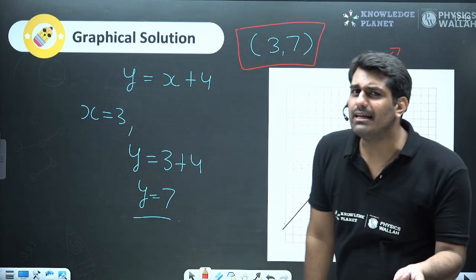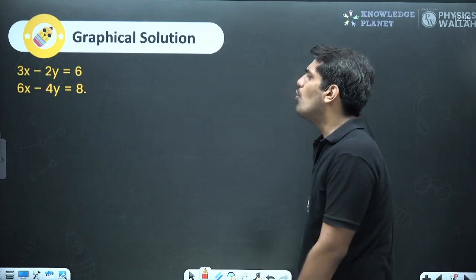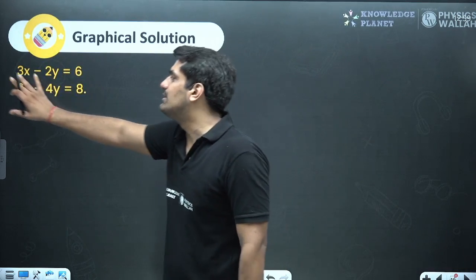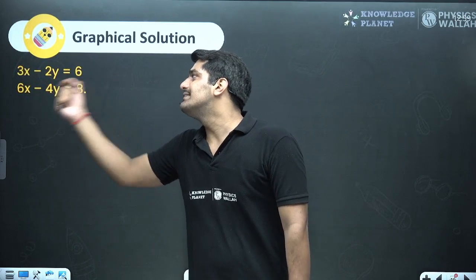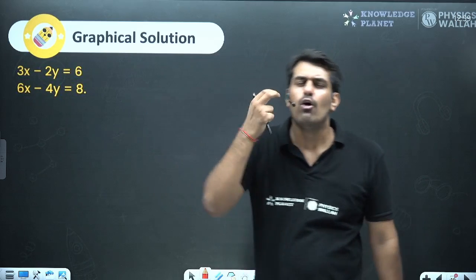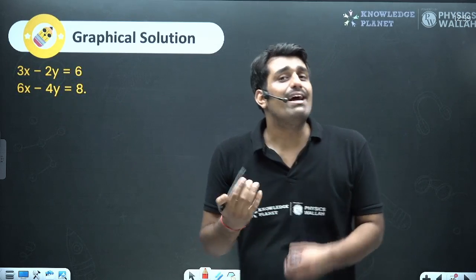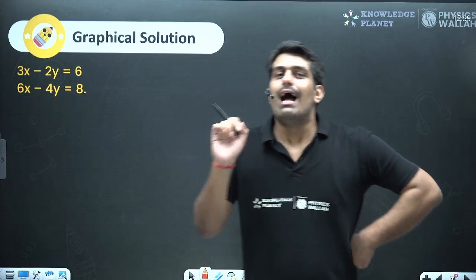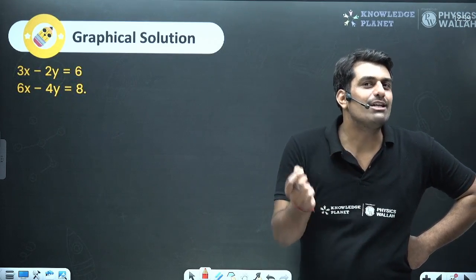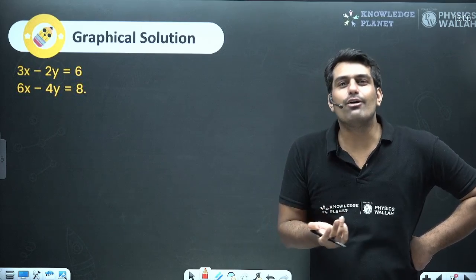So what are the other cases? Let's see. This time we have a different set of equations: 3x minus 2y equals 6, 6x minus 4y equals 8. What we need to do is again find the solution. And how do we do that? Basically by plotting. Now, I cannot give you everything, I cannot spoon feed you, right? So you have some work on your own to do.